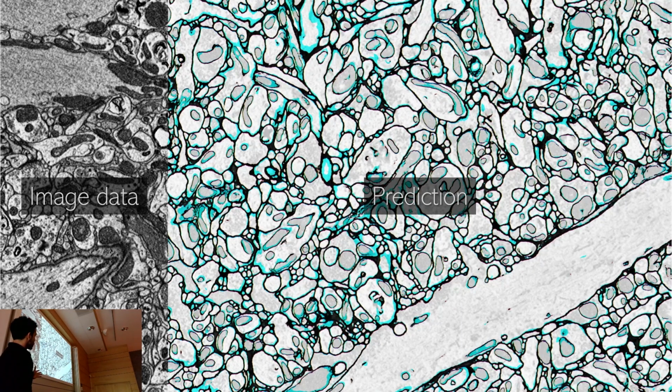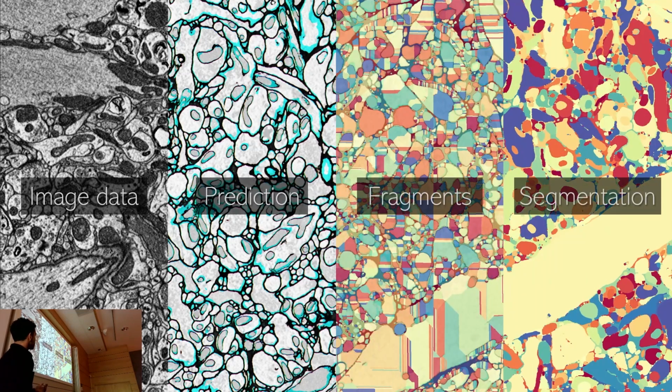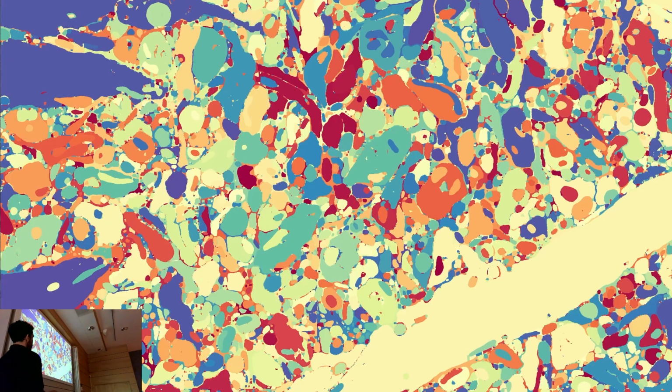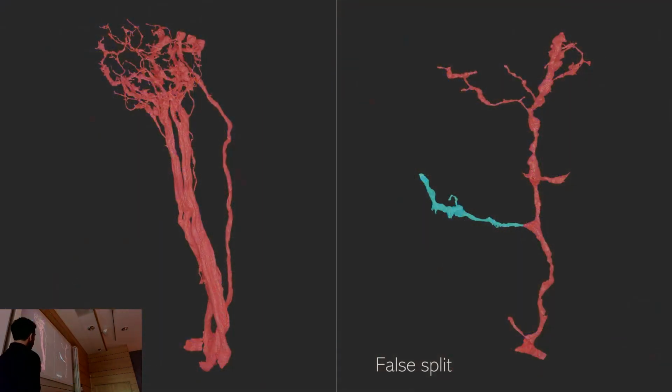So I obtain these predictions. That's our nearest neighbor affinity prediction. And then after a few steps of over-segmentation and agglomeration, I obtain some segmentation that's more or less satisfying. At least it's a very good starting point. But there are still some mistakes, and that's simply due to the model being imperfect, but also the image data being quite variable. So we have some false merges, where two objects that should be separated are merged, and some false splits, where it's the contrary.